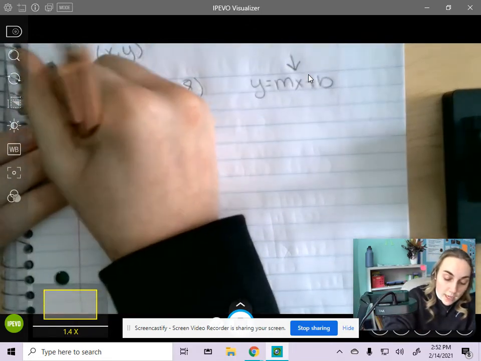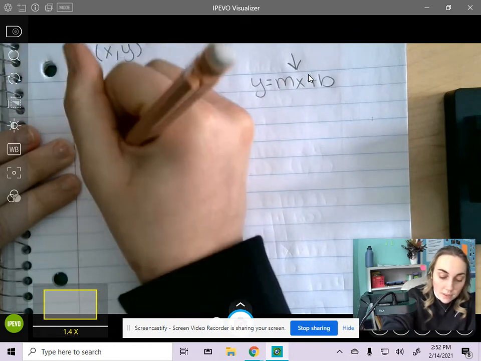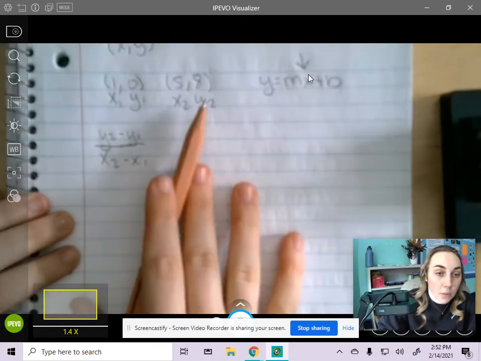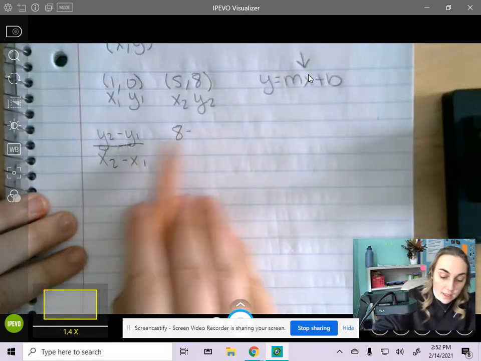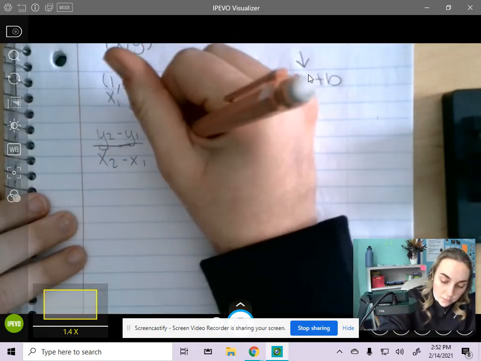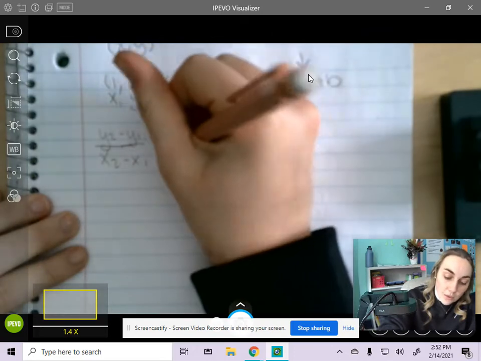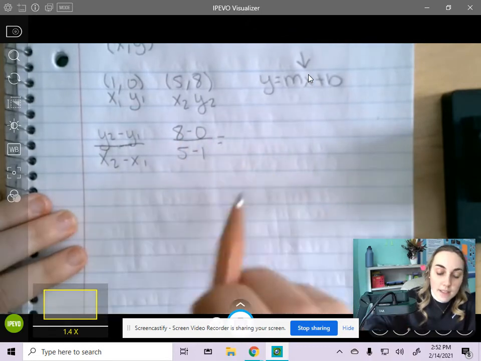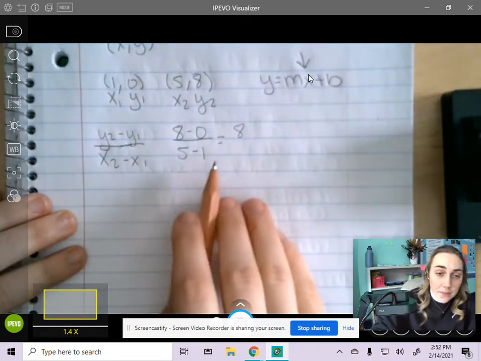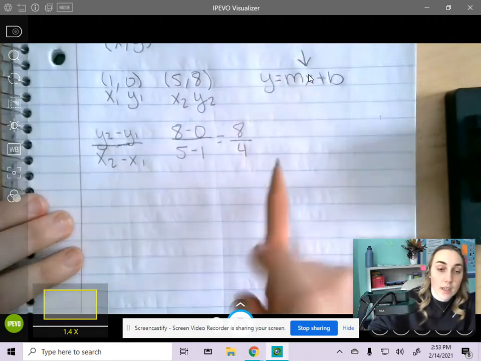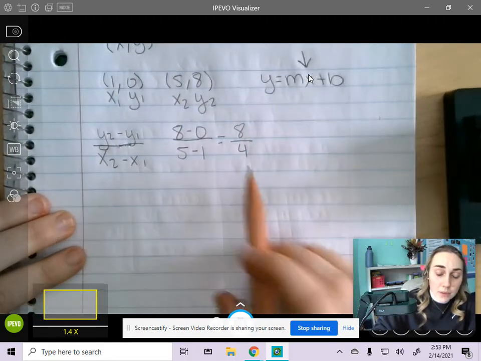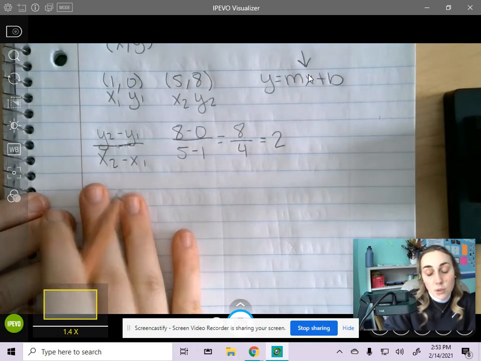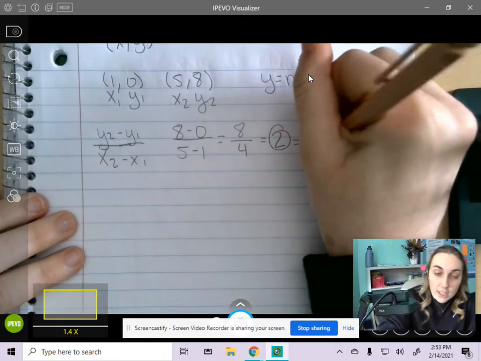Our slope formula is y2 minus y1. We're going to put that over x2 minus x1. Okay? What I need first is y2. y2 is 8. We're going to subtract that by y1, which is 0. Then I have x2. x2 is 5. And we're going to subtract that by x1, which is 1. Okay? 8 minus 0 is going to give us 8. 5 minus 1 is going to give us 4. So 8 divided by 4, this can be reduced. 8 divided by 4 is going to give us 2. Okay? So our slope, our end value, is 2.